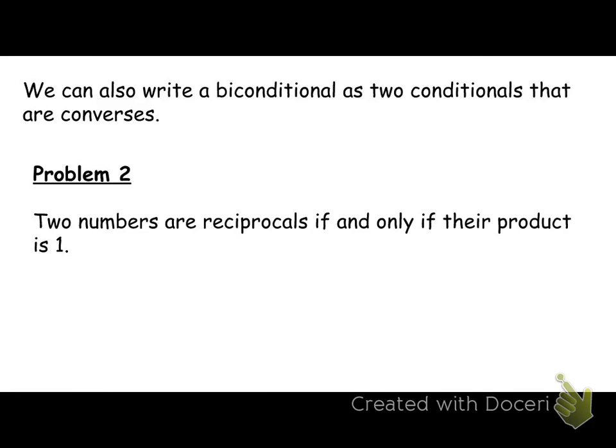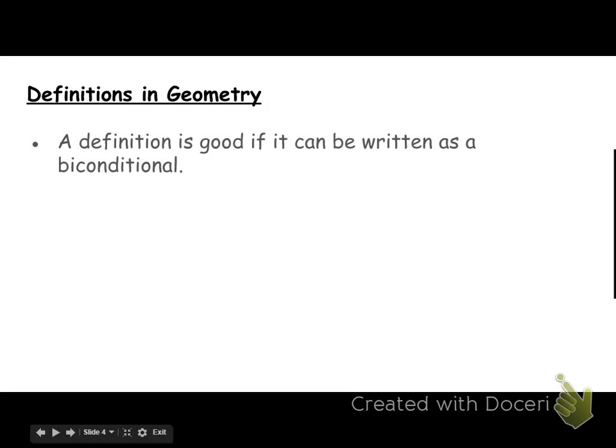All right. Finally, definitions. In order to write a good geometric definition, you've got to have the following. It's good if it can be written as a biconditional. So that means both it has to be true and its converse has to be true. Write it as if and only if.